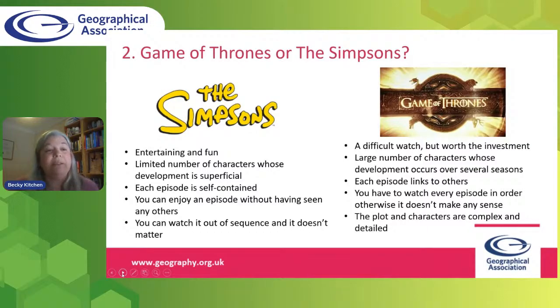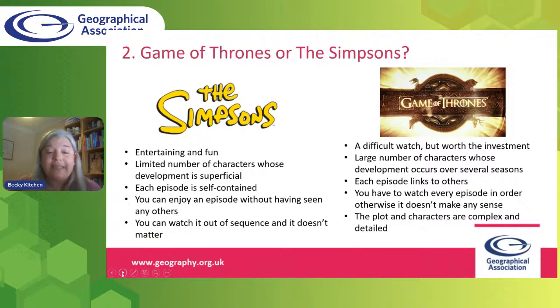So if we think about The Simpsons, it's a very, very entertaining, fun program. It contains a limited number of characters whose development is quite superficial. So there's Bart. He's always 10. He's always a bit cheeky. There's Lisa. I think she's a little bit younger. She's very, very intelligent and she's quite outspoken. That's kind of about it. You've got characters there. They don't really develop. They're quite superficial. The other thing about The Simpsons is that each episode is self-contained.